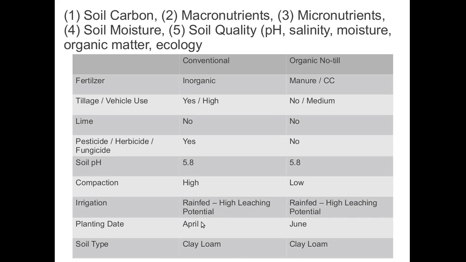Planting date, conventional April is sort of the normal time to plant, but because we're using organic no-till over here, we have to wait until we can kill our cover crop, and so we can't plant until June, so that might be an issue. And then, of course, our soil type is clay loam, so it's almost optimal, but a little more clayey than optimal.